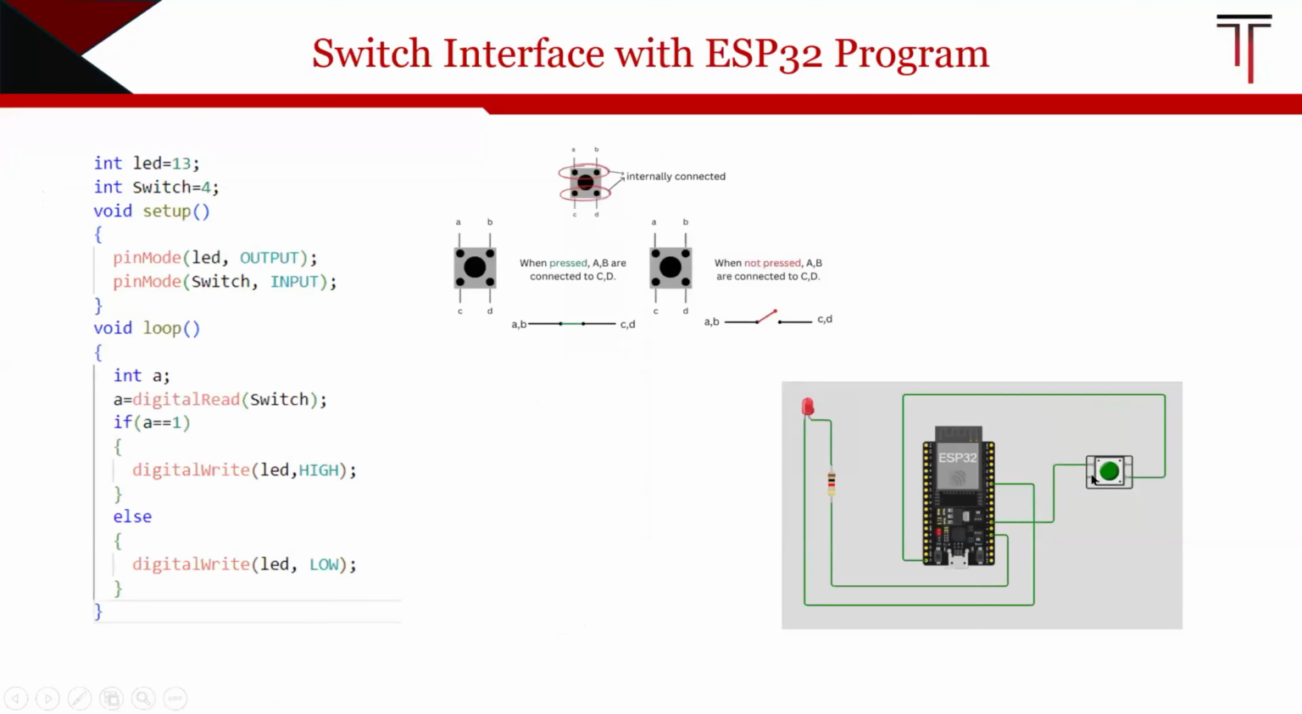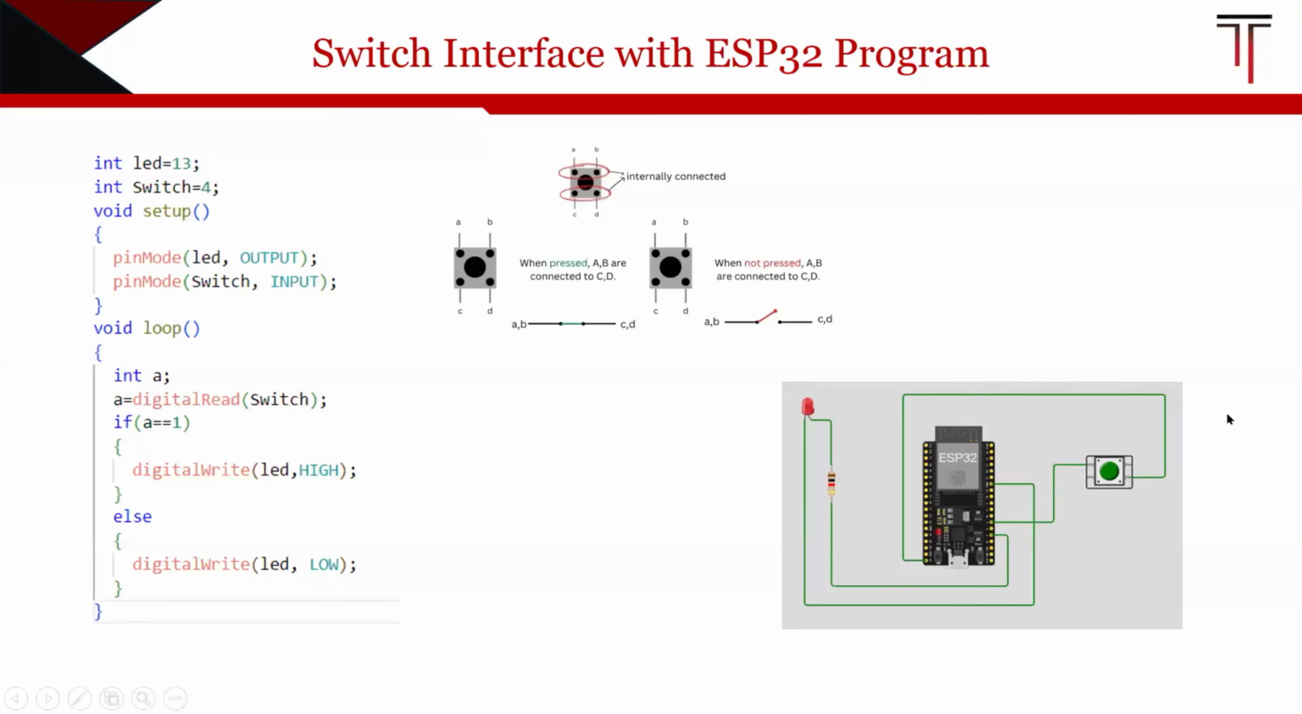Here I just connected. We mentioned that AB are connected internally. If we connect either A or B, it is the same, because internally A and B are shorted. So we can use either this pin or this pin. Here I am connecting the AB pin to the GPIO pin of the controller. I am connecting the second side of the push button to the VCC.